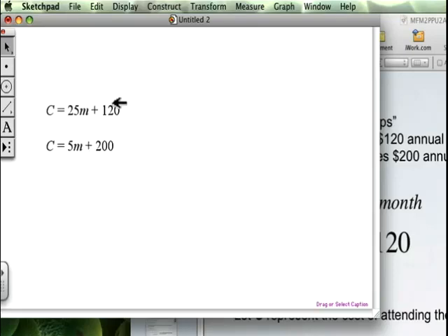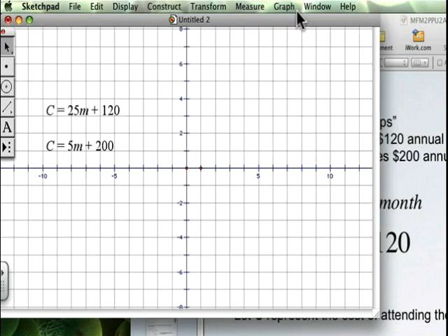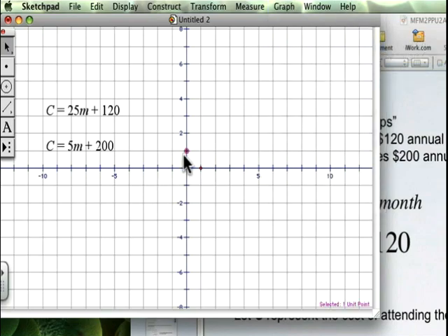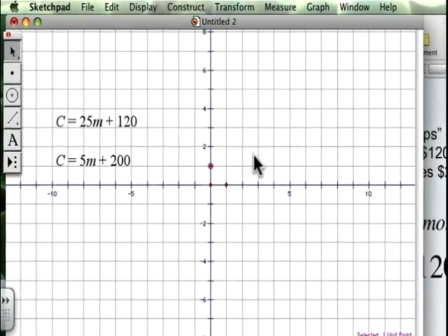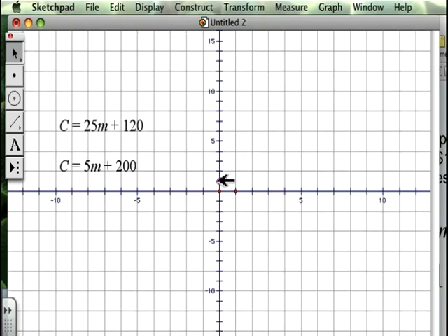Here's our two equations, and the first one has a y-intercept of 120, and the second one has a y-intercept of 200. So when we bring in our graph, the default is square graph, and we're going to change this to a rectangular grid so that we can change both the y and the x scales independently of one another.